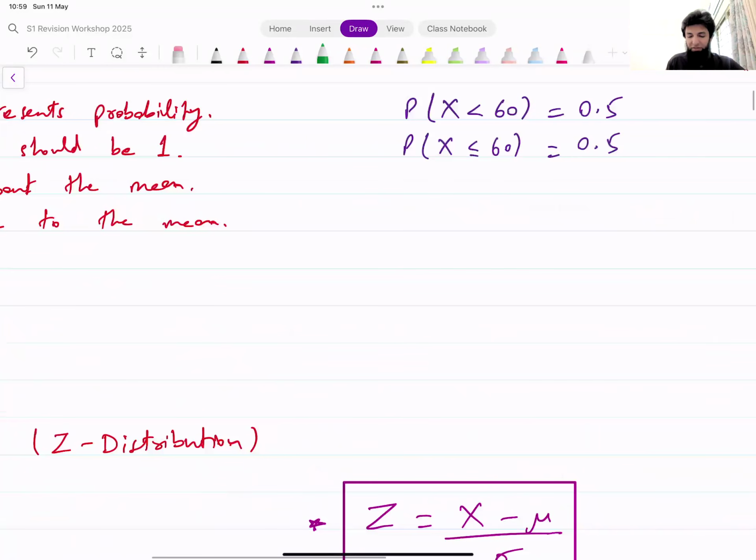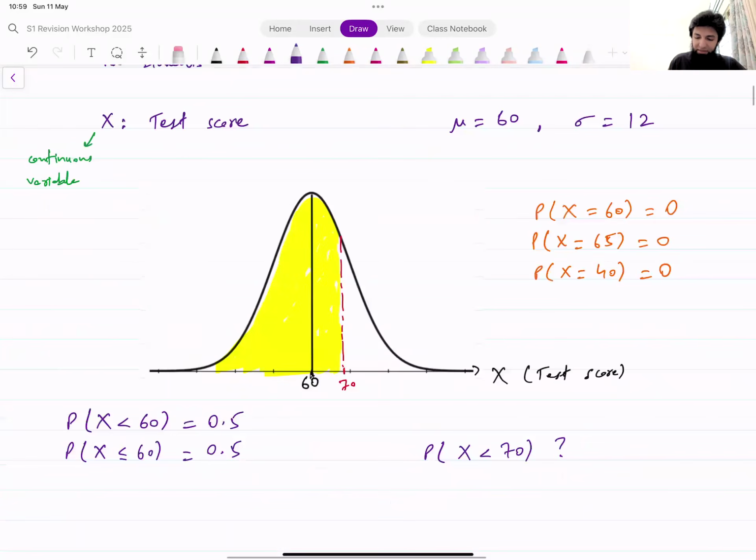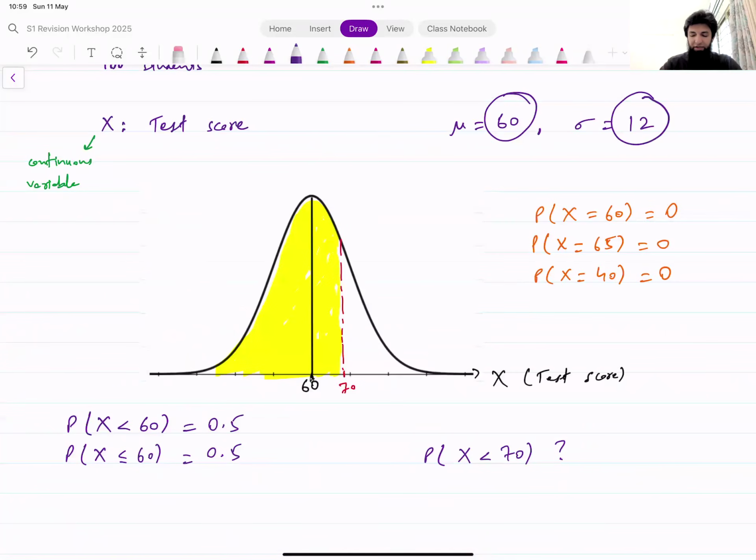So what you have to do is, whatever data you're given, for example, in this case, the mean is 60 and the standard deviation is 12. Whatever data you're given, you would first have to convert that to a standard normal distribution. You'll have to make the mean equal to 0 and you'll have to make the standard deviation equal to 1 somehow. Now, how is that done?